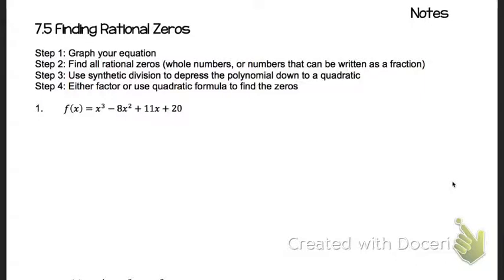You will always know that you will have a certain number of zeros, or however many solutions, based on the highest degree. So, for instance, if you have an x to the third, that means you're going to have 3 solutions, or 3 answers. If you had an x to the 5th, you know you're going to have 5 solutions. So you will have as many zeros as the highest degree.